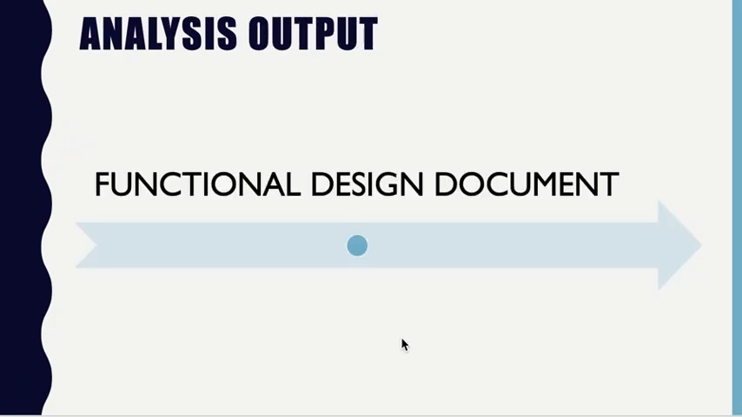So the output of the analysis stage is what is called a functional design document. The last task for the systems analyst is to create and issue a functional design document, sometimes called a functional specification. It's a very detailed written output of everything that has been gathered in the analysis stage. So that's the requirements, the use cases, the process modelling, the data modelling, and it's pulling it all together.